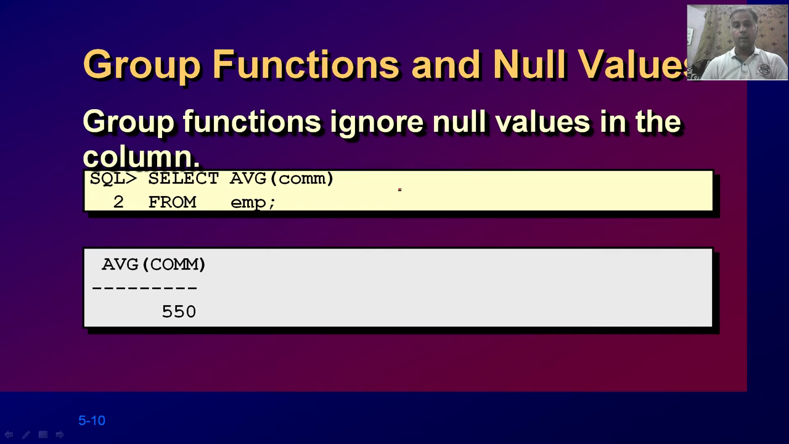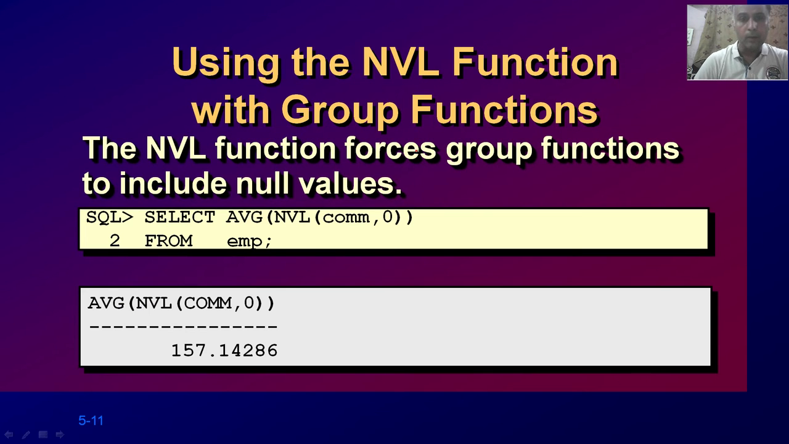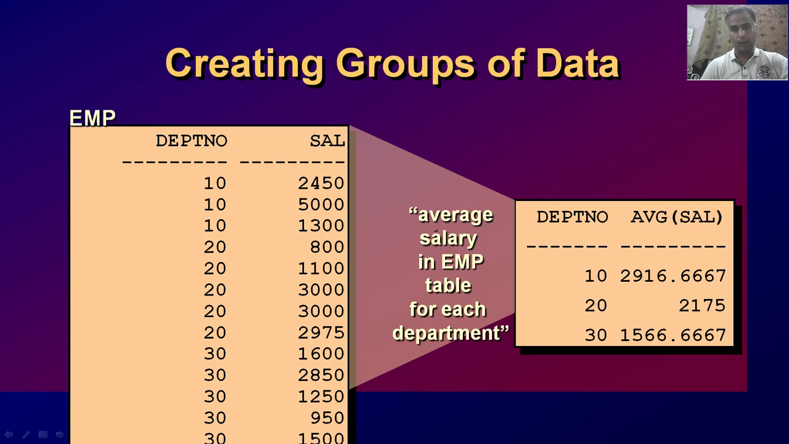Now look at another function, that is the average function. Simply we can write select average column name from EMP, then we will get the average of the commission. Using the NVL function with group functions, the NVL function forces group functions to include null values. So here we can use the average function with the NVL function also, and with this we will get the average output.